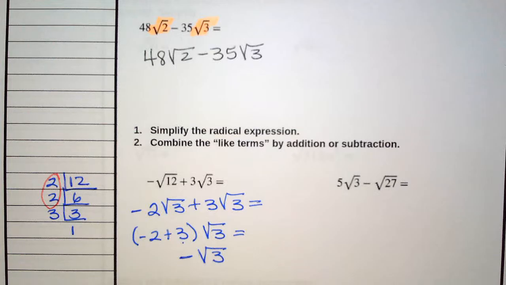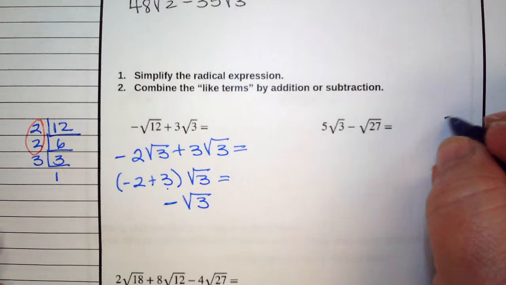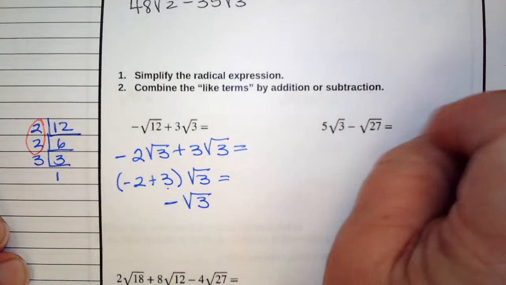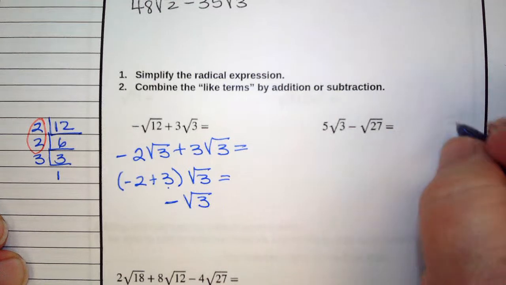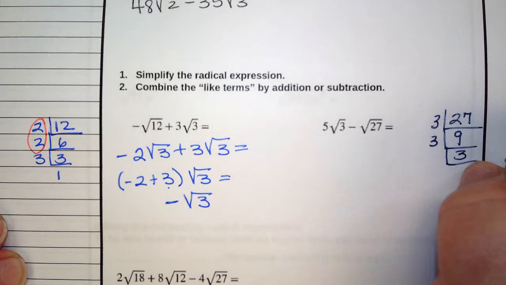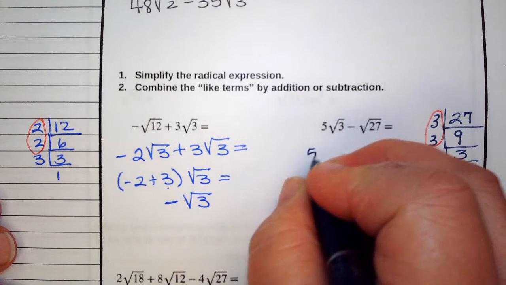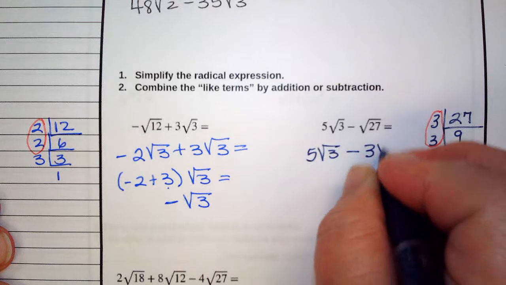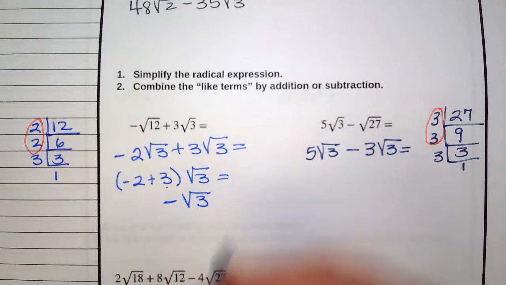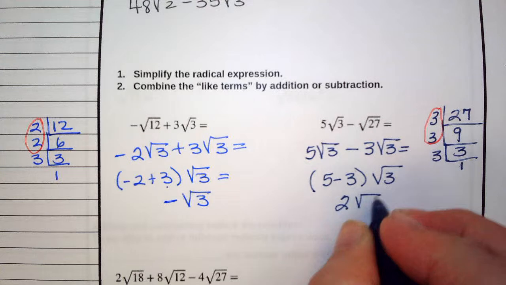Can you simplify the square root of 27? So if I'm looking at this 27, and I'm doing that prime factorization, that ladder factorization, I can divide by 3, I get 9. I can divide by 3, I get 3. Divide by 3 one more time, and I get 1. 1, and you're done. I have one pair of 3s, then I have a 3 left over. So this becomes 5 square root of 3 minus 3 square root of 3. Looking at those coefficients, 5 minus 3 square root of 3. 2 square root of 3.